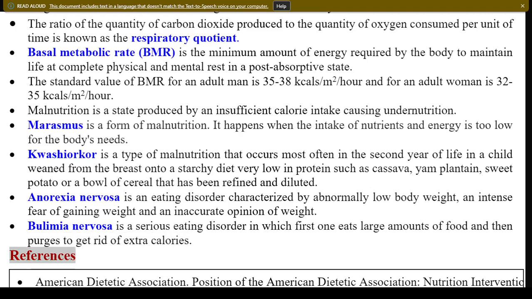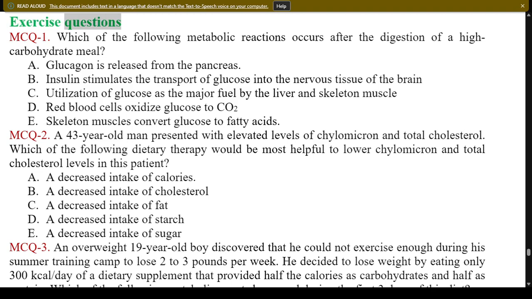References. Exercise questions. MCQ 1. Which of the following metabolic reactions occurs after the digestion of a high carbohydrate meal? A. Glucagon is released from the pancreas. B. Insulin stimulates the transport of glucose into the nervous tissue of the brain. C. Utilization of glucose as the major fuel by the liver and skeletal muscle. D. Red blood cells oxidize glucose to CO2. E. Skeletal muscles convert glucose to fatty acids.